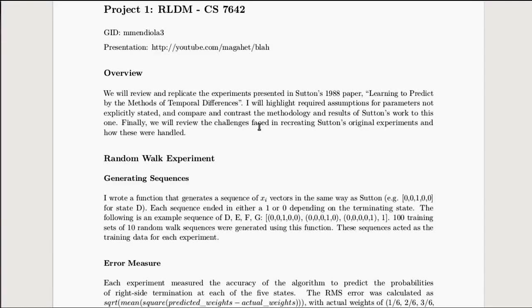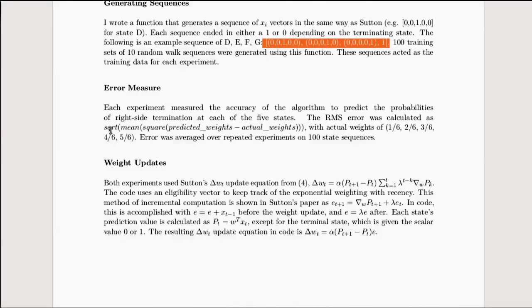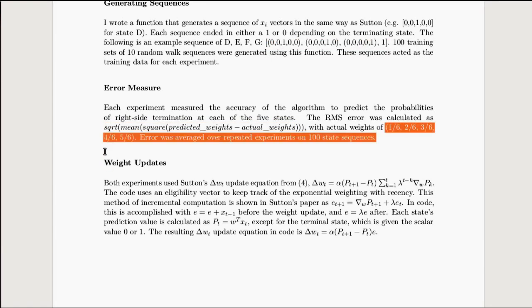We're going to review the reproduction of Sutton's work. Let's start out with the random walk experiment setup. We generate all of the training sequences in the same way he does. We're doing error measurement the exact same way, root mean squared error, with actual probabilities of right side termination.